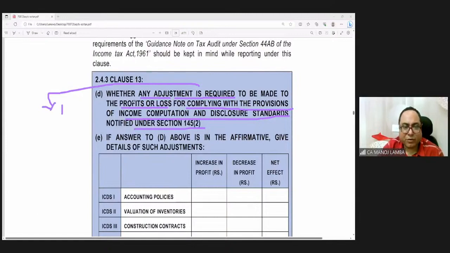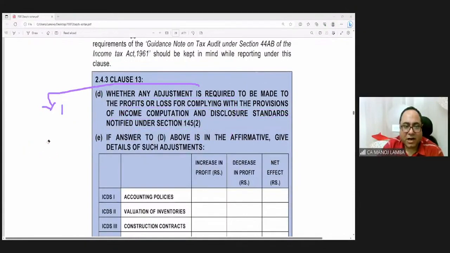And where does this adjustment need to be made? In the profit and loss. That is question number 2. And with which regard is this adjustment to be made? This is question number 3. And for which, what do we have to study? We have to study section 145, subsection 2. So 4 basic things we have to know before we deep dive into this clause.